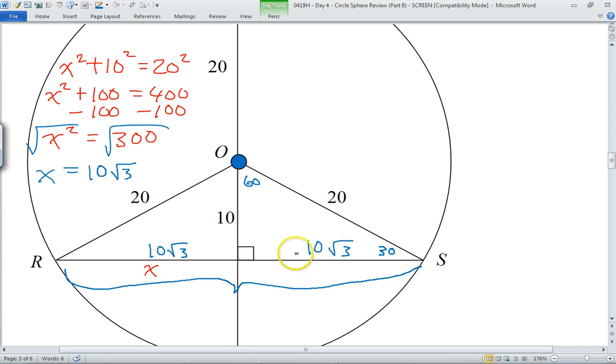Anyway, we're supposed to find the length of RS. So again, if I have 10 radical 3 and 10 radical 3, tell me what the whole length will be. I am really hoping that you said 20 radical 3. Sometimes kids think that when I have two lengths and I want the whole length, I multiply. But that's wrong. I need to add. So 20 radical 3. Okay, so that's the answer to one of the questions.